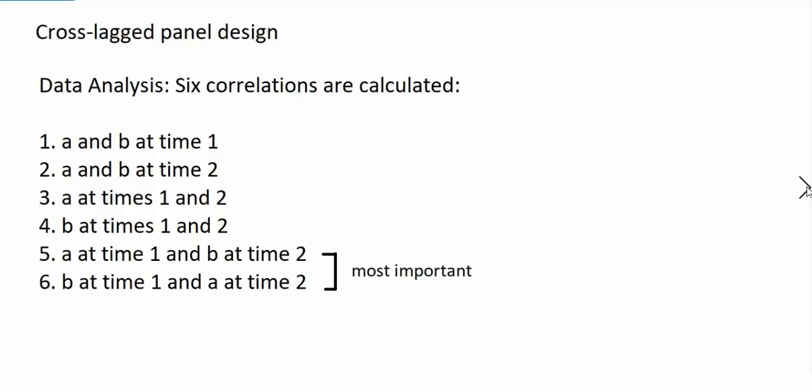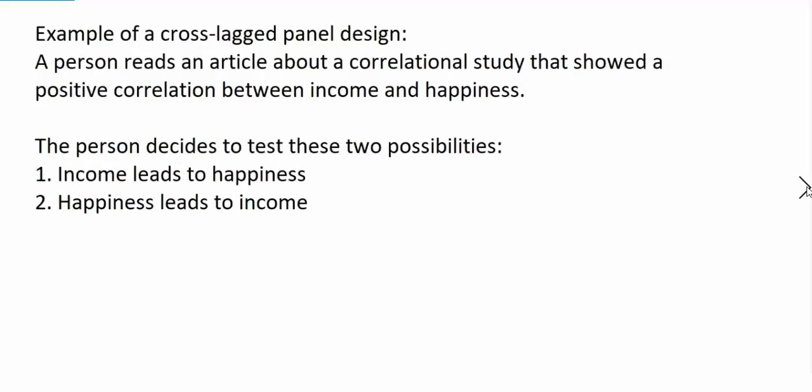So I know that this is a lot to take in right now, but I think this will make a lot more sense once we get to a concrete example. I know it might be kind of abstract right now. So here's an example of a cross-lagged panel design, or an imaginary example.